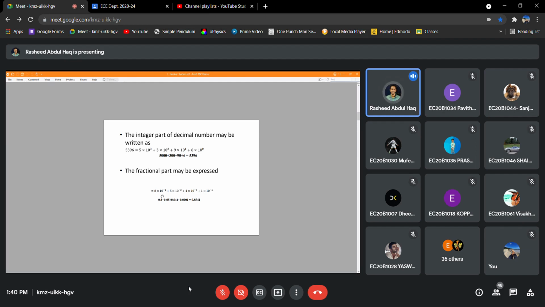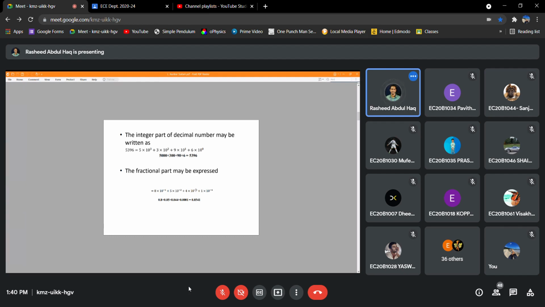So if we go to the other side, the first number will be 10 raised to 0, and when it is in the other part of the decimal, it will be 10 raised to minus 1, 10 raised to minus 2, 10 raised to minus 3, and 10 raised to minus 4, and so on. So in this case, we will calculate this as 8 into 10 raised to minus 1 plus 5 into 10 raised to minus 2 plus 4 into 10 raised to minus 3 plus 1 into 10 raised to minus 4.